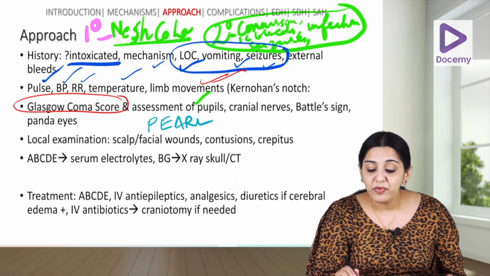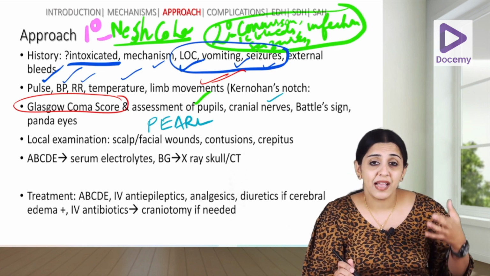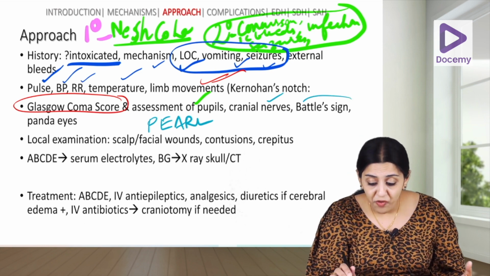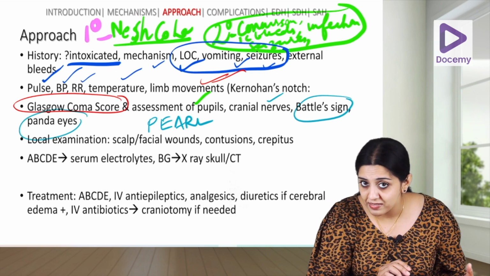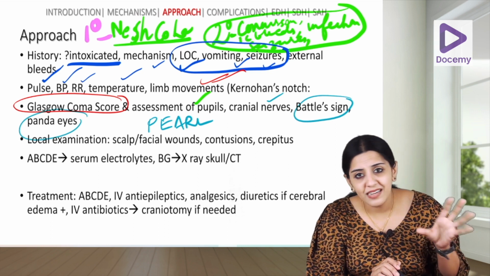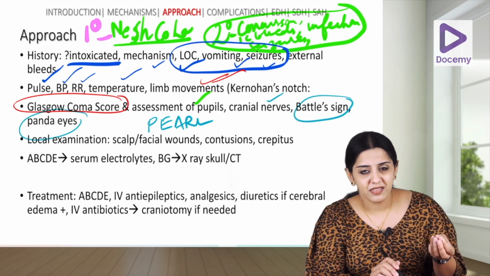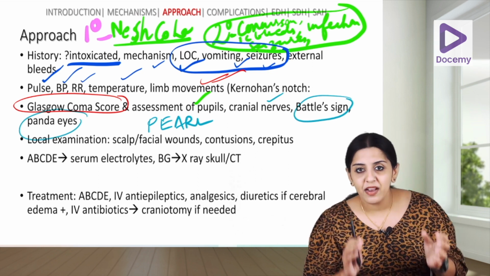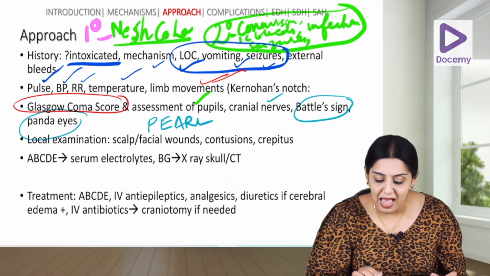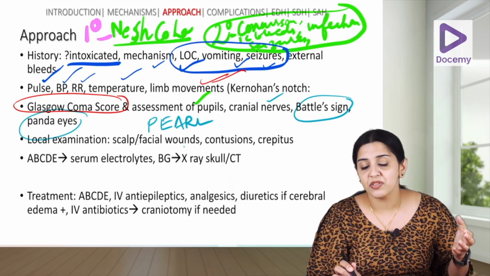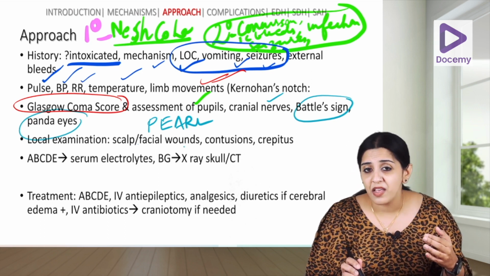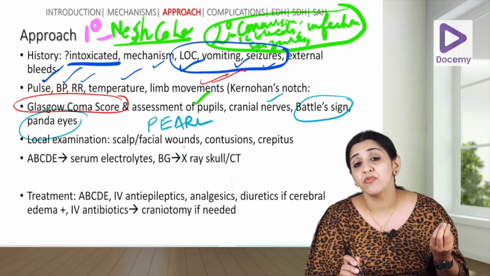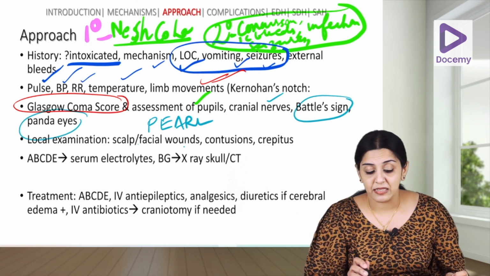You can try to examine each cranial nerve, look for Battle sign, look for panda eyes. All these are the little examination things which you have to look for first. Then of course you can go into detail with a local examination of the scalp, facial wounds, contusions. You can look for crepitus. If there is any crepitus, probably it's a clue that there is a fracture underneath.